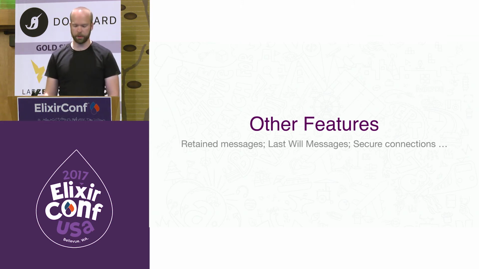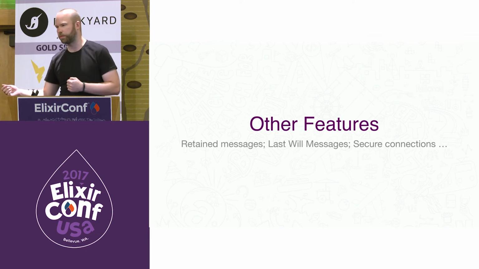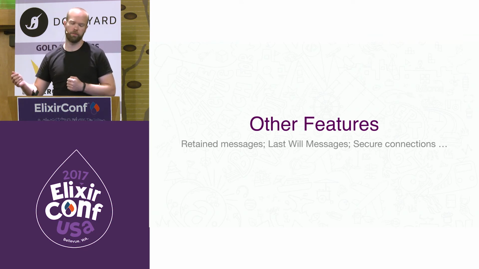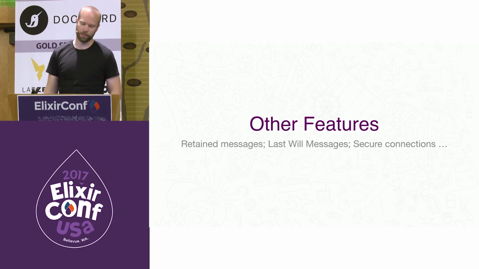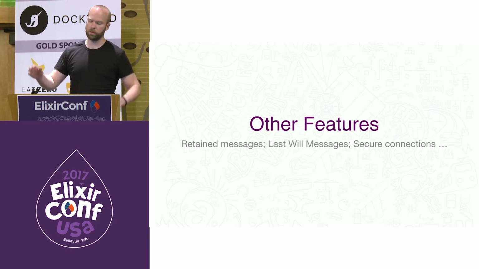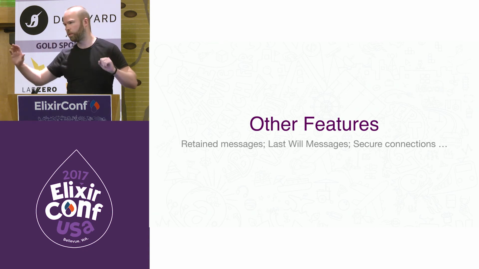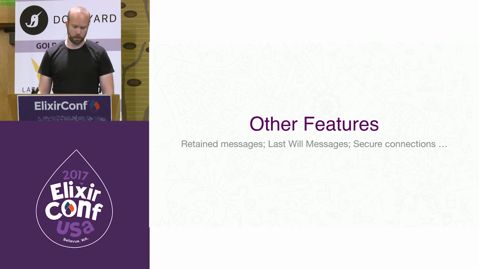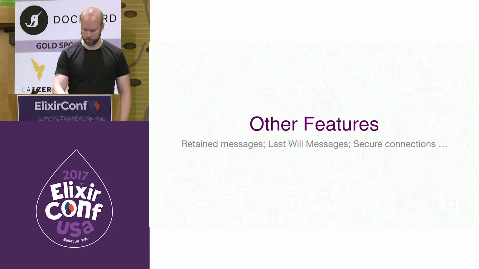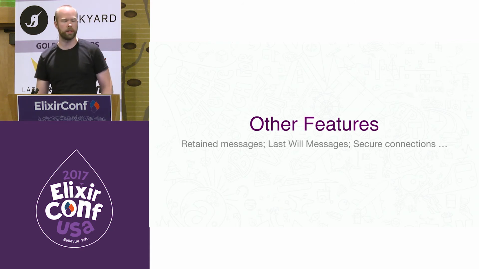And there's last will messages, where when you connect, you can assign a message that will be sent to a specific topic. You can use that for other clients to listen on a last will topic, so those clients can know when this device goes down or leaves the network. And there are secure connections, but this is an IoT talk, so I don't care about security.